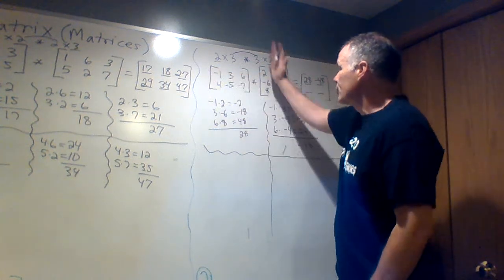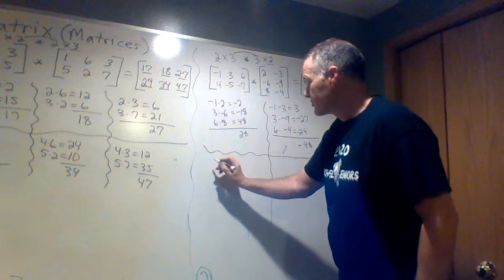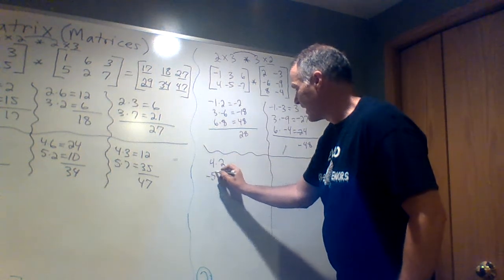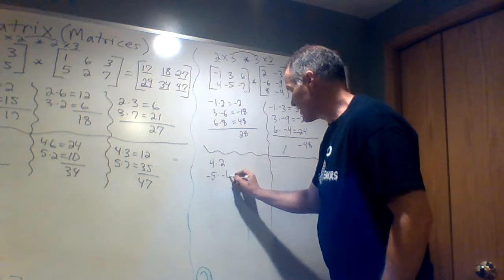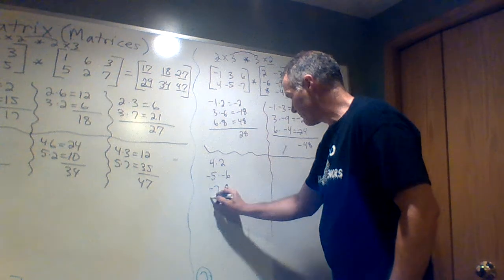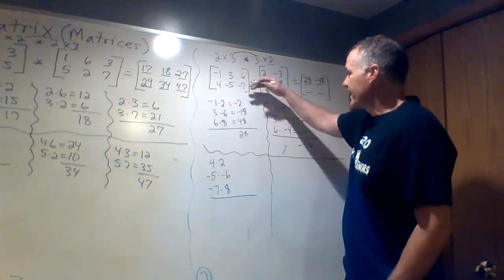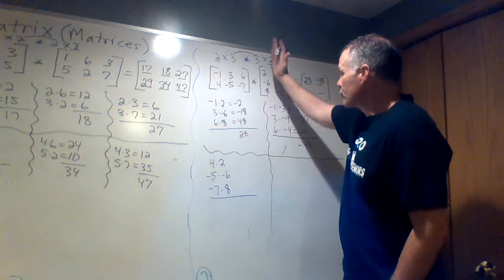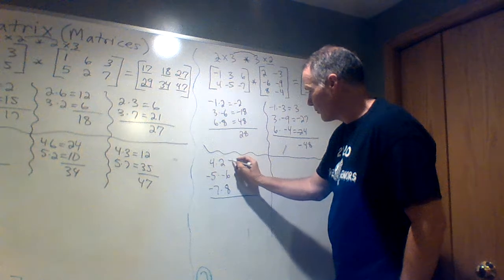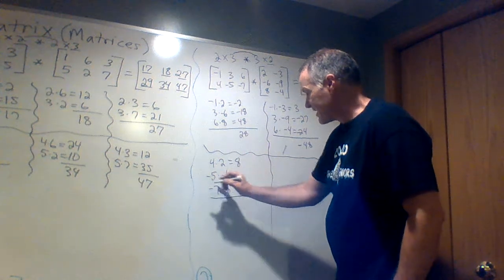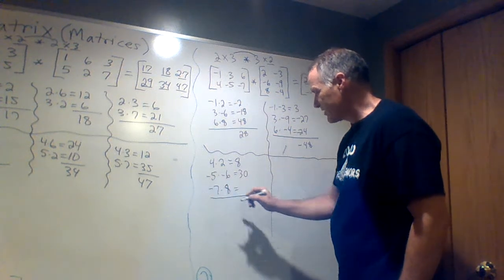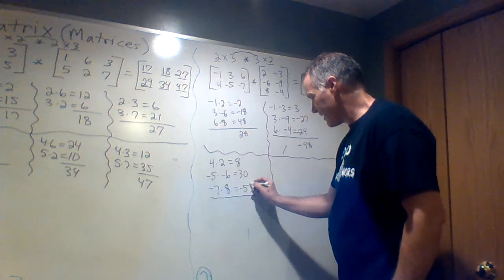So row 2 down column 1. So again, 4 times 2, -5 times -6, and -7 times 8. Okay, so 4, -5, -7, standing up, coming down 2, -6, 8. Okay, 4 times 2 is 8. Negative times a negative, +30. -7 times 8, -56.